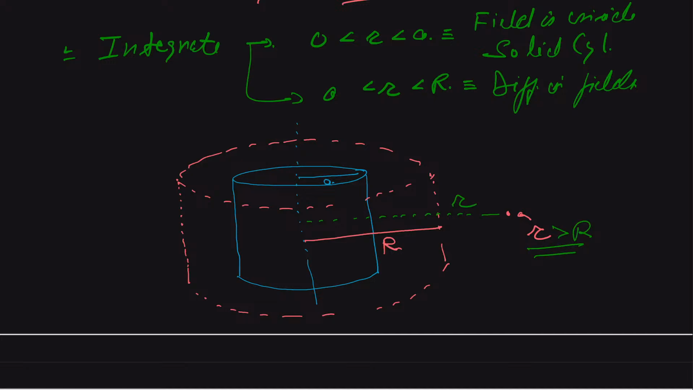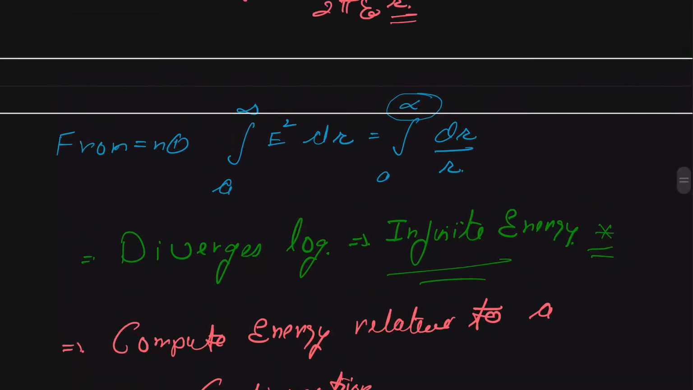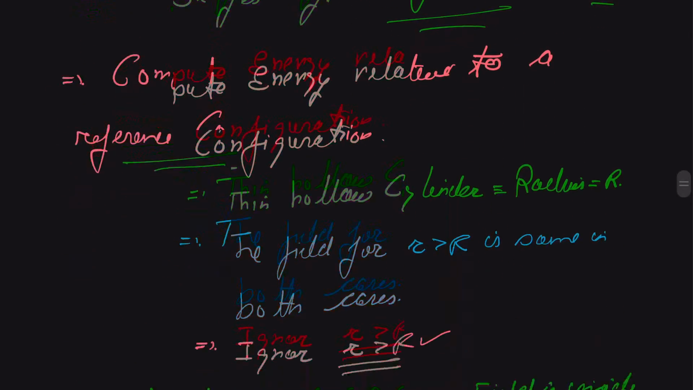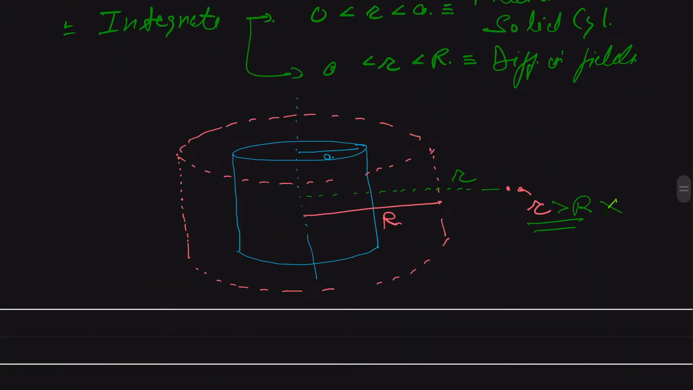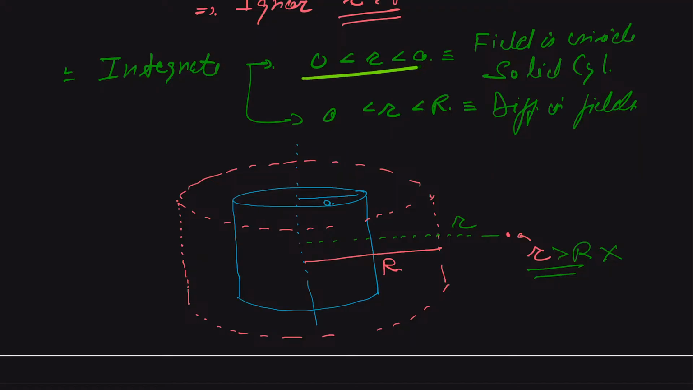So the situation comes back to the same, therefore we are simply going to ignore this part. We will be only interested in finding the electric field in two regions. One is between 0 and A, which is basically the solid cylinder, and then we are going to solve it from A to capital R. So this is the basic meaning of this entire question. And therefore, the energy inside the cylinder, and we are supposed to find it per unit length.